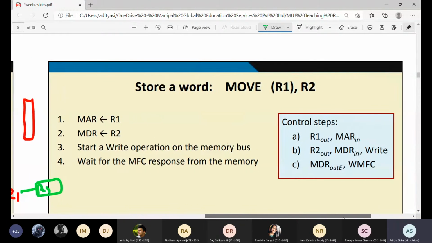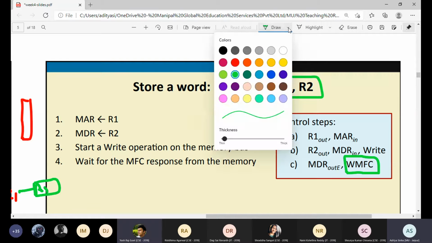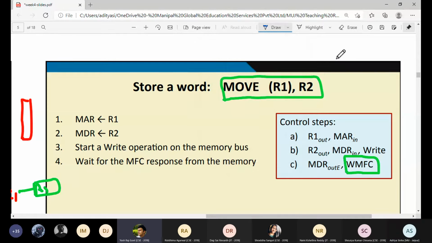Okay, the other example: when we are storing something, then also we are taking the delay into consideration. So what is this instruction telling us? We take the value from R2 and put it in the address which is given in R1. So what will be the data flow? The address in R1 should be updated in MAR, and the data in R2 should be loaded in MDR.